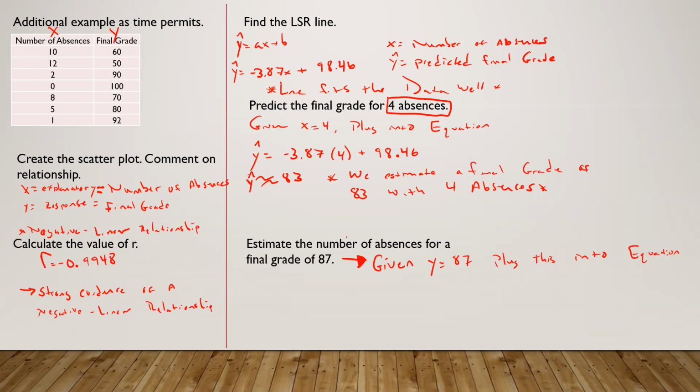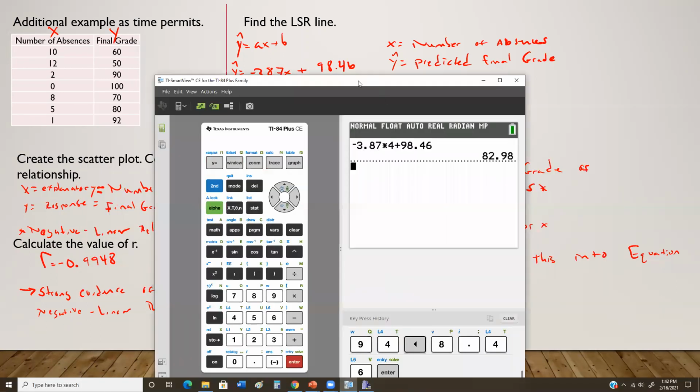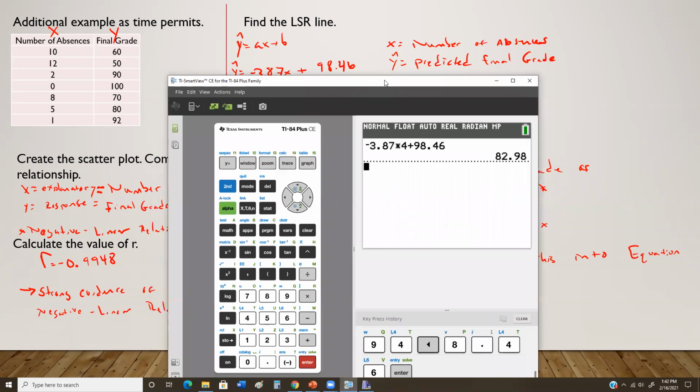So you're given Y here and you're asked to estimate the number of absences. So you're trying to solve for X. So it's going to be 87 is equal to minus 3.87 times X plus 98.46. You're just going to solve here just like a straight linear equation. So you're going to subtract 98.46 from both sides, so these guys are gone. So grab that trusty calculator. It's going to be 87 minus 98.46. You get minus 11.46.